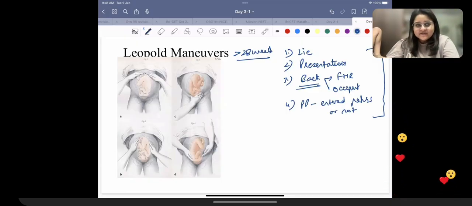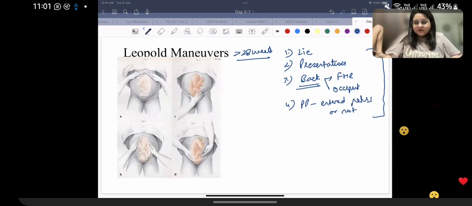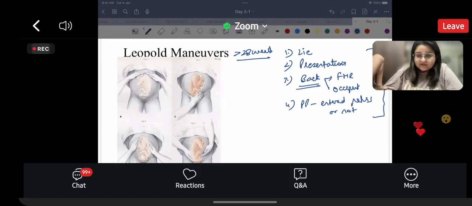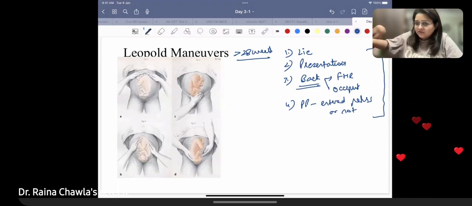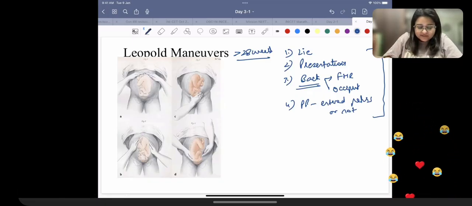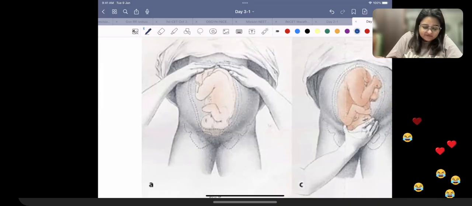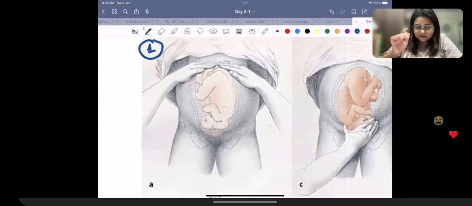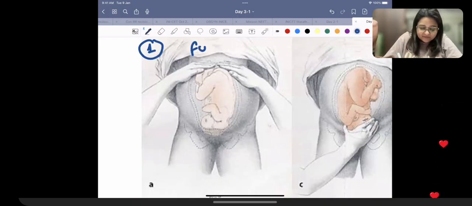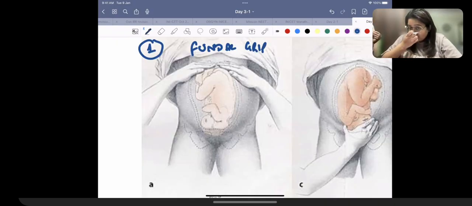So what we do in Leopold maneuvers is, we just move your legs to the side. It's okay. Yeah, sit like that. Okay. So in Leopold maneuvers, the first maneuver, this is the first maneuver, what we do is we do the fundal grip. In the fundal grip, we are palpating the fundus of the uterus, like this.